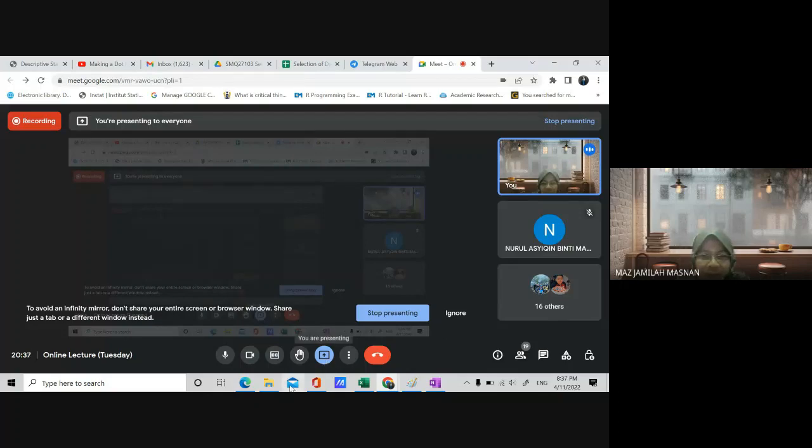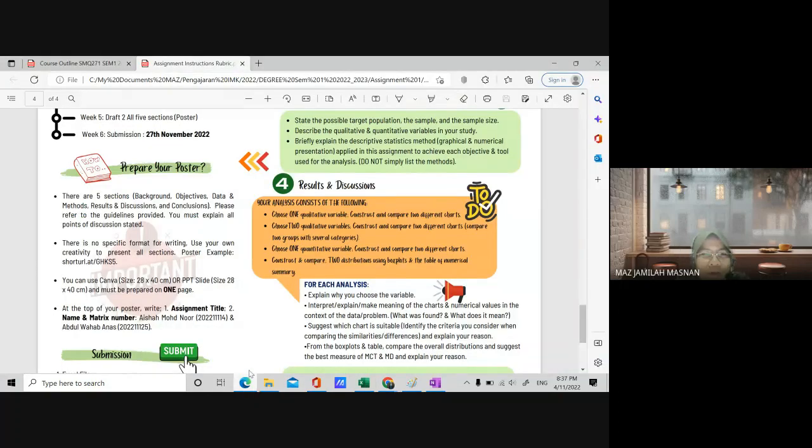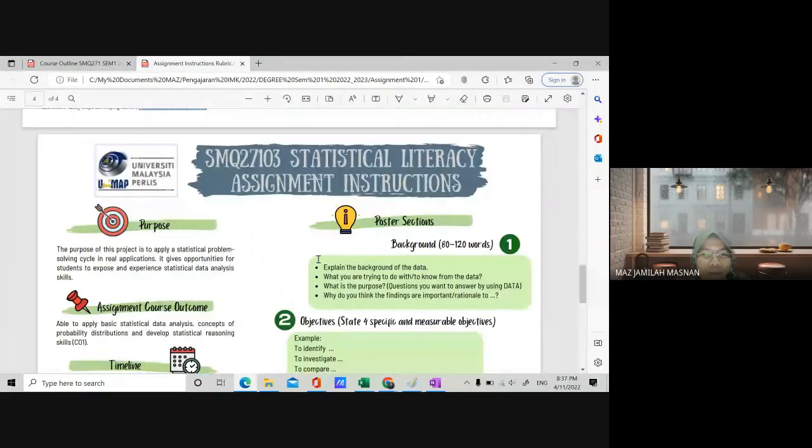Thing on the page. Okay, so I'm talking about this one. Can you see? Yes. Okay. This is the last page of your assignment instruction rubric.